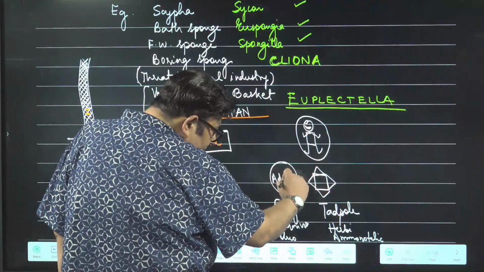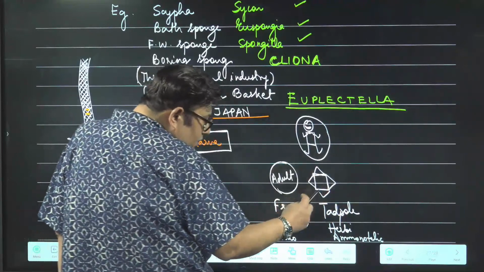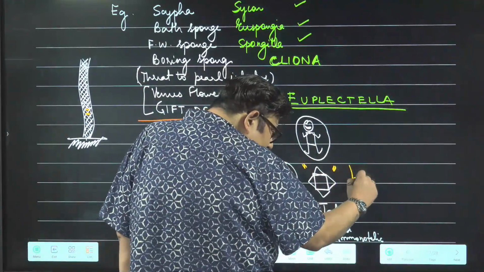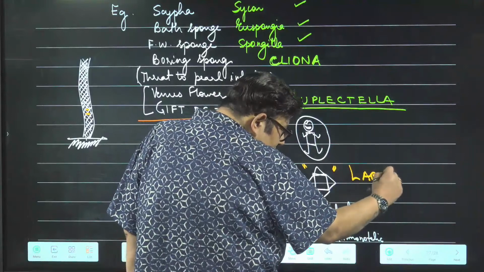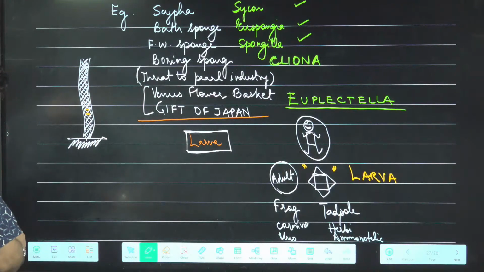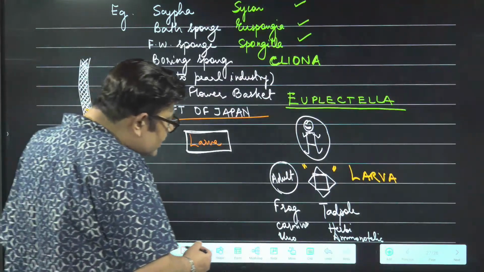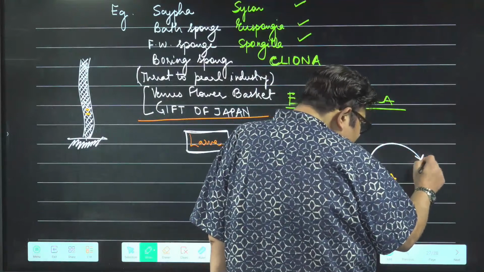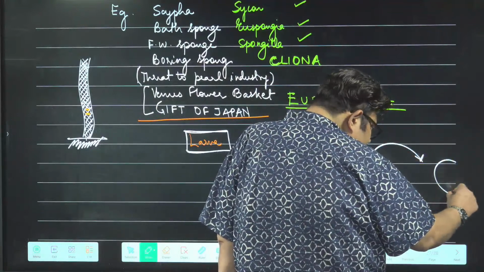So this is the adult and this is a stage. What to call this? It's not a newborn baby. This is known as a larva. It is a developmental stage. And you know what happens to this larva? Later on, the larva transforms its shape and then it becomes the adult.